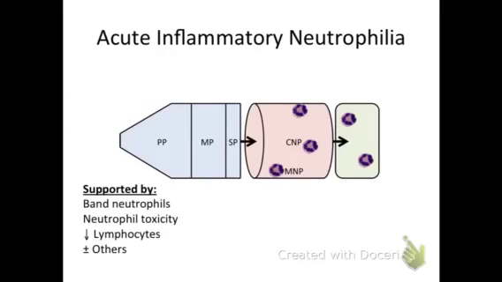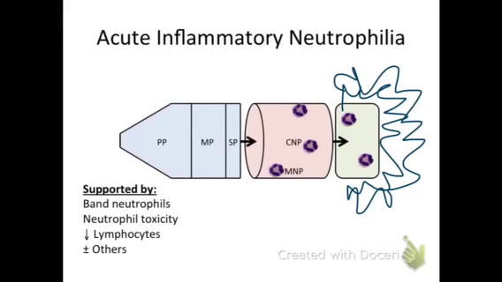With acute inflammation, inflammatory cytokines produced at sites of inflammation make their way back to the bone marrow. And those inflammatory cytokines cause release of storage pool neutrophils from the bone marrow. And if the inflammation is severe enough, they'll also call on younger neutrophils from deeper within the maturation pool.